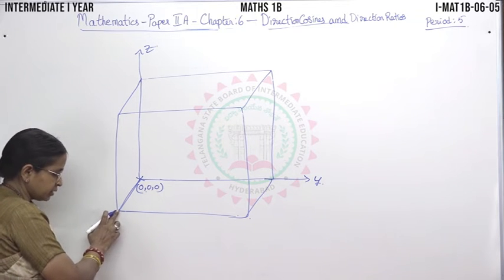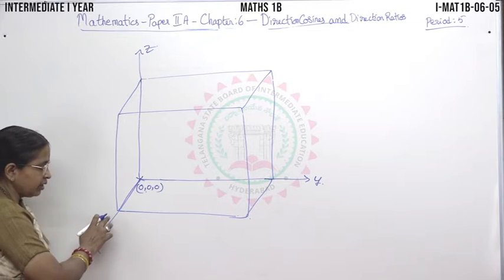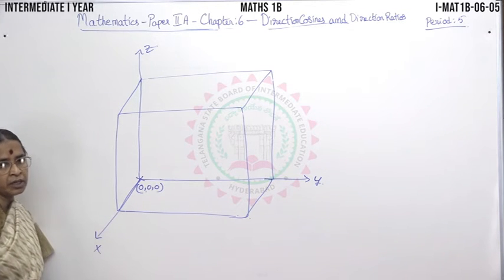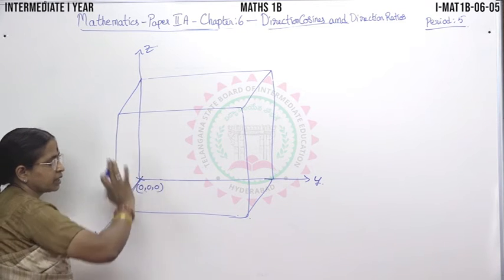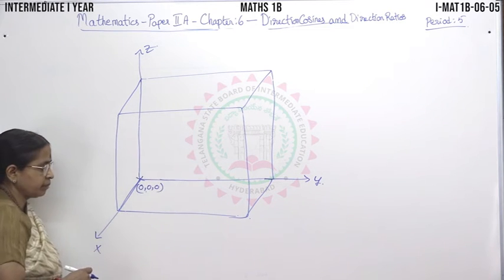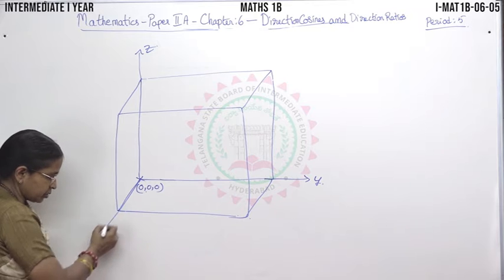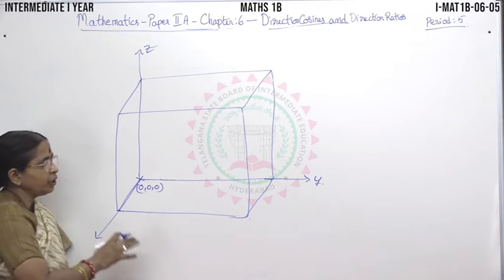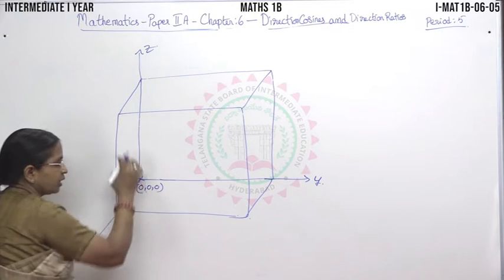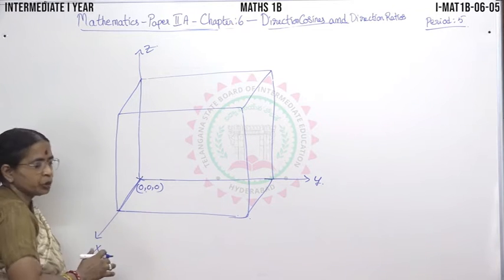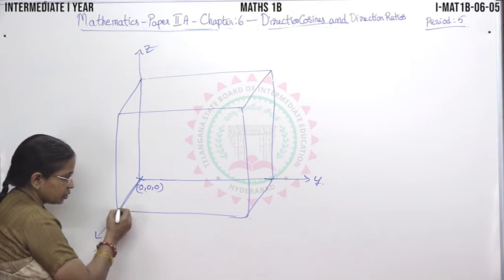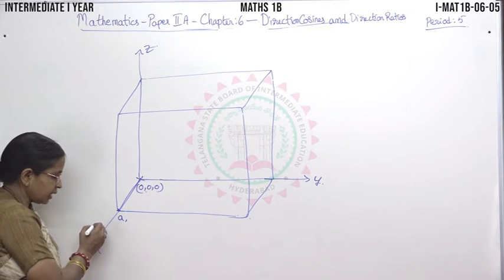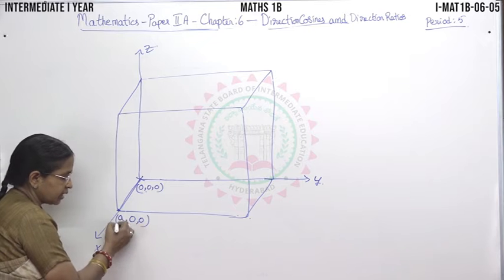Now this point is on x-axis. You have learnt in the coordinates chapter, in the first chapter, how to write the coordinates on coordinate axes, x-axis, y-axis, z-axis, and xy plane, yz and zx plane. So here this point is on x-axis. Suppose that this is a cube of side a units. So the length of this side is a, this side is also a. It is a cube, so here this length is also a. So x coordinate is a. Because it is on x-axis, y and z coordinates are 0.